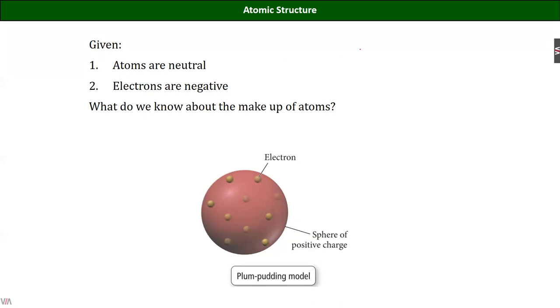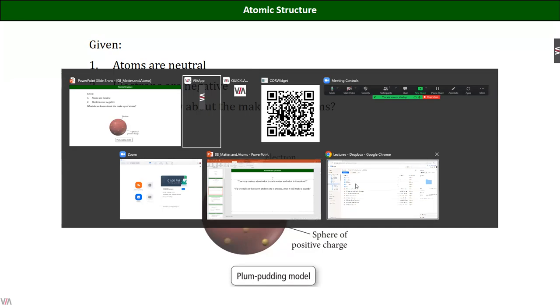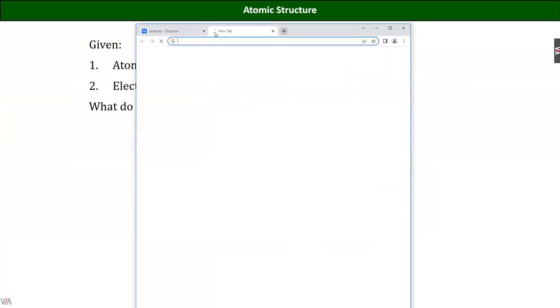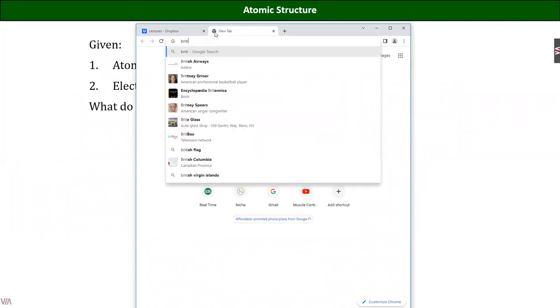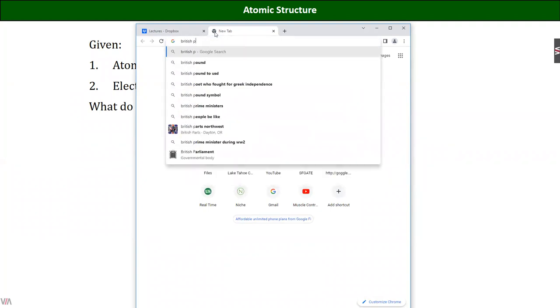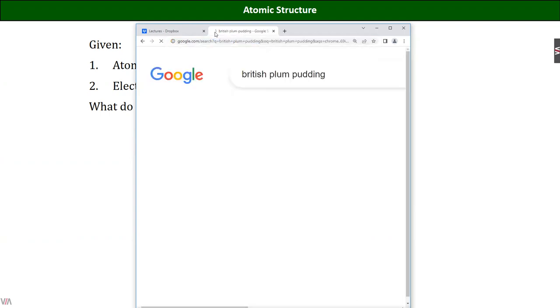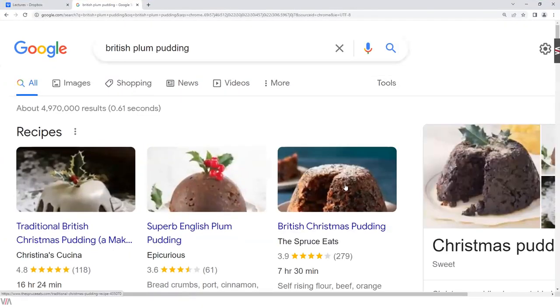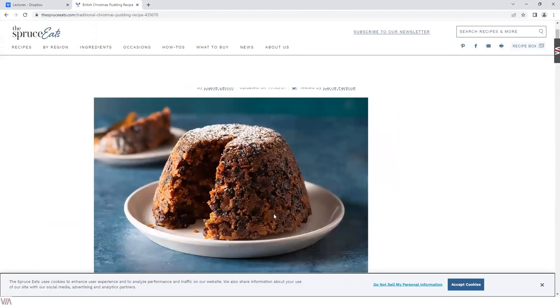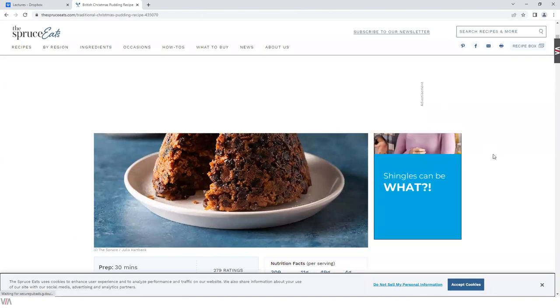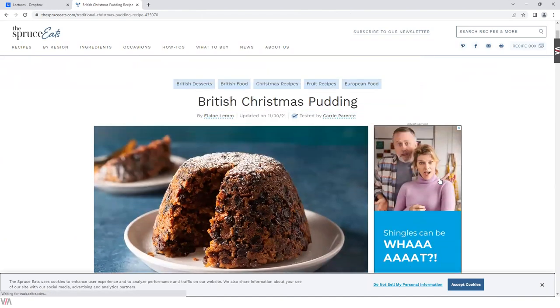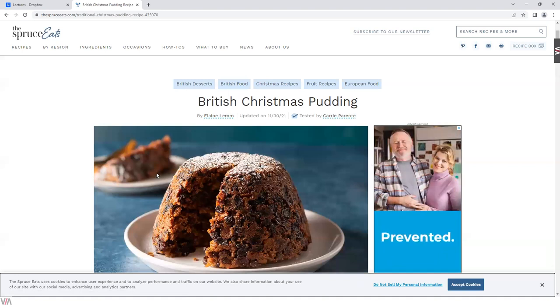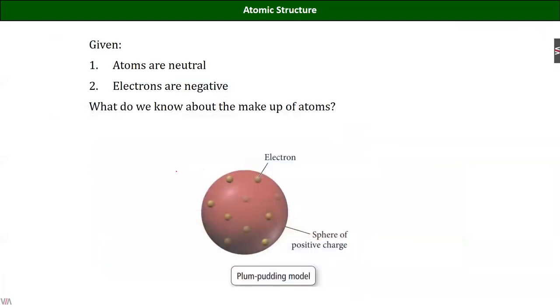And if you're a plum pudding, this is because these guys were all British, and plum pudding was a British dessert that, at least to me, sounds pretty foul. But that's in keeping with British cuisine. It's basically a fruitcake with plums. And that's a plum pudding right there. Doesn't sound appealing to me, but I don't like cooked fruit. So maybe other people like it. It's kind of fallen out of favor, probably because we now know how to make better food.